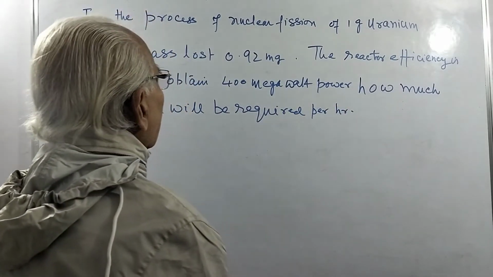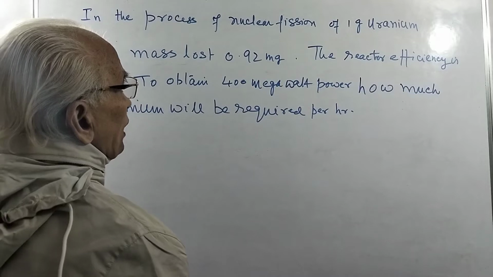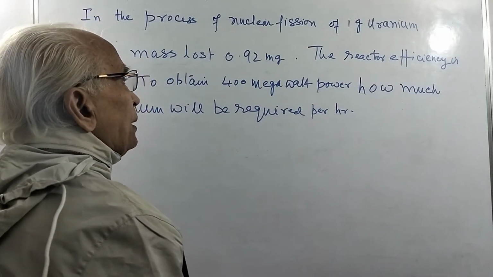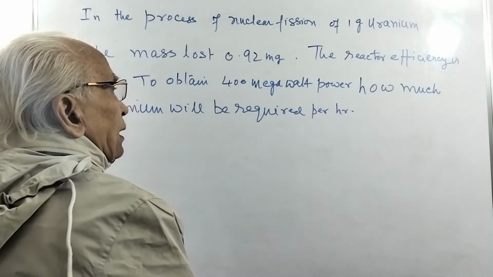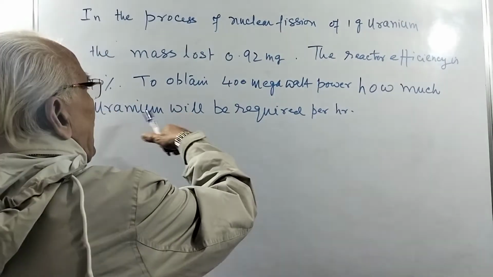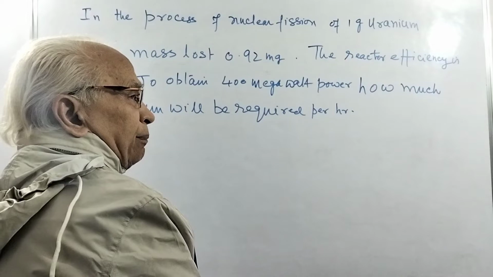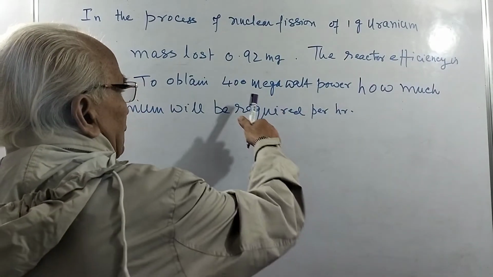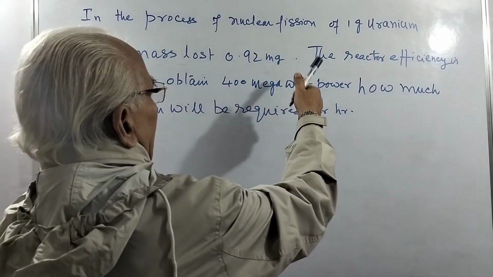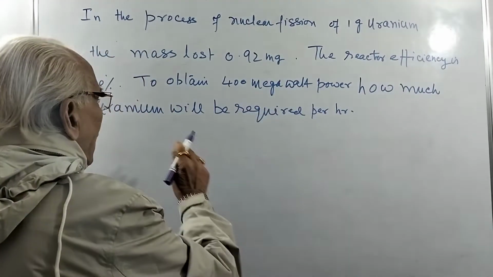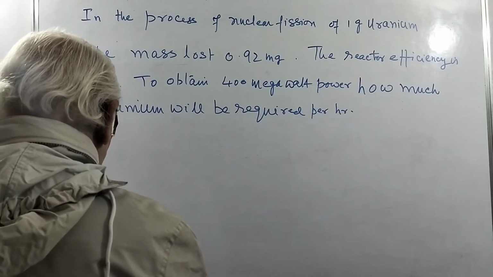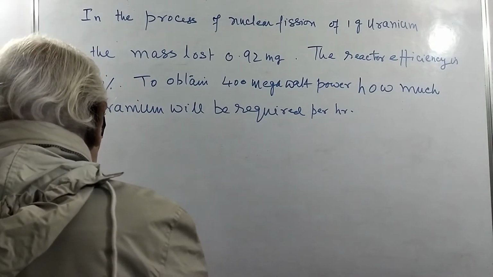That is, in the process of nuclear fission of 1 gram uranium, the mass lost is only 0.92 milligram, and the reactor efficiency is 10%, meaning 10% power is converted. To obtain 400 megawatt power, how much uranium will be needed? So that is the question. Now how to do this?